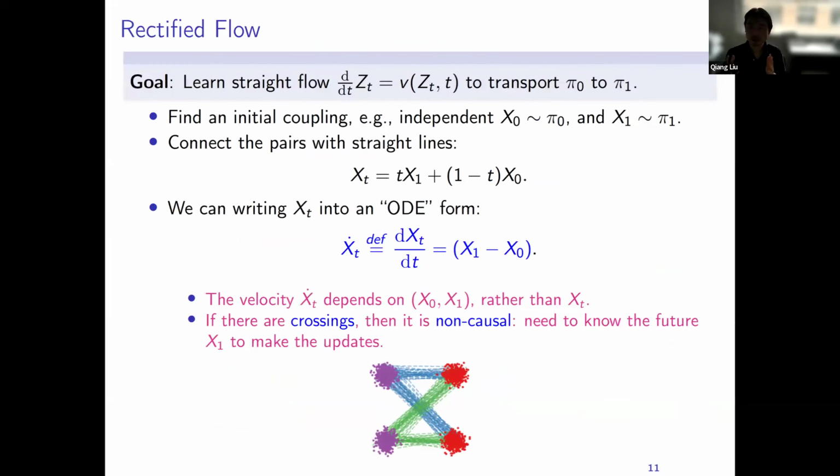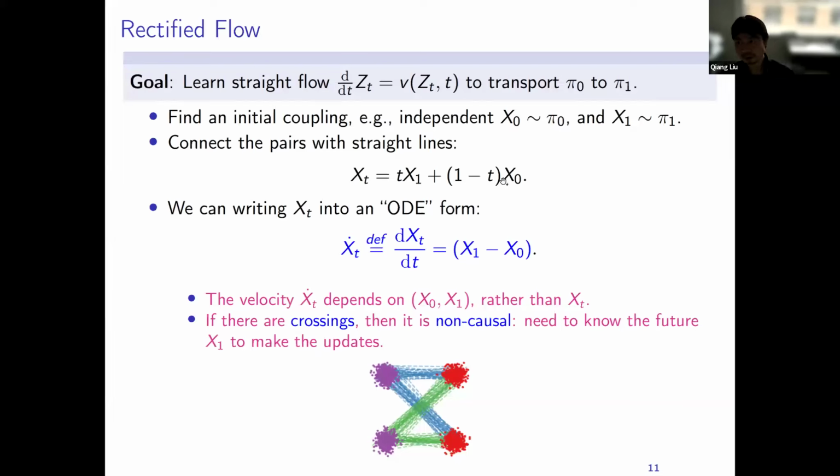Now let me talk about the same thing, but with more concrete notation and steps. The goal here is that we are given two samples, x0 from pi 0 and x1 from pi 1, and we want to train a flow, a differential equation, to transport from pi 0 to pi 1. The first step is that we take random samples x0 and x1 and just connect them with these straight trajectories, right?